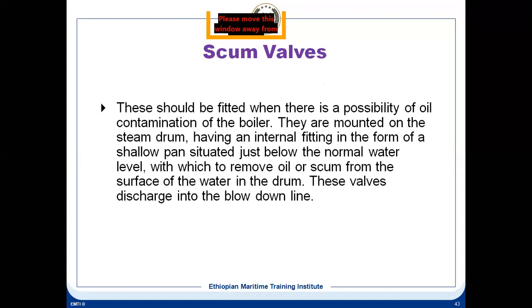Scum valves, we just talked about that. These should be fitted when there's a possibility of oil contamination in the boiler. They are mounted on the steam drum and have an internal fitting in the form of a shallow pan or a tray situated just below the normal water level, which is to remove oil or scum from the surface of the water in the drum. These valves also discharge into the blowdown line. So basically your bottom blowdown line and your scum blowdown line of the same boiler will join up and go to the blowdown valve at the ship side.